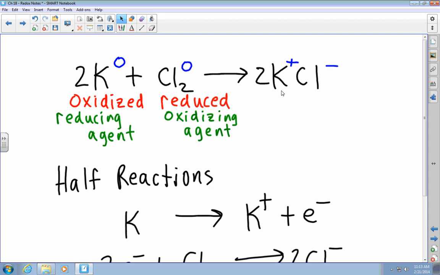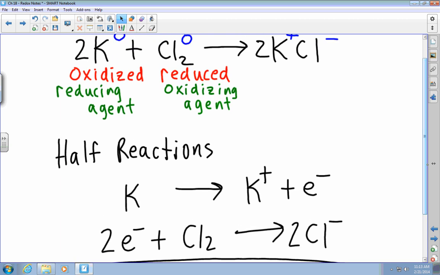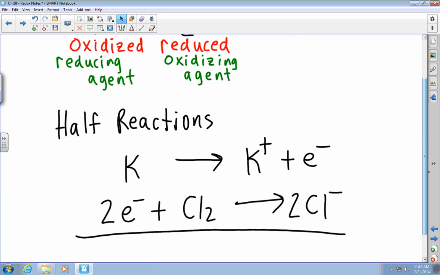Now, something that is helpful to do sometimes to understand what's going on is to separate the overall reaction into half reactions. So what we want to do is pull out the oxidation half reaction and pull out the reduction half reaction. So down below, I've written the half reactions. The first one is the potassium. These are just the equations for ion formation, which you did some time back in the course. So the potassium is going from the metal, the element itself, to 1 plus, and it does that by losing an electron.